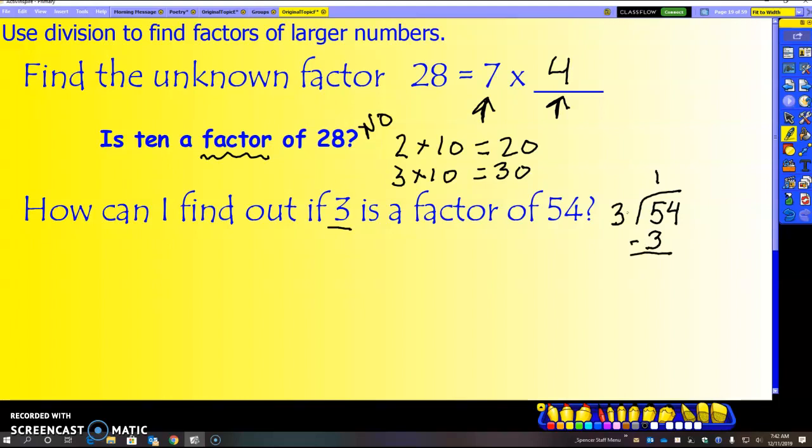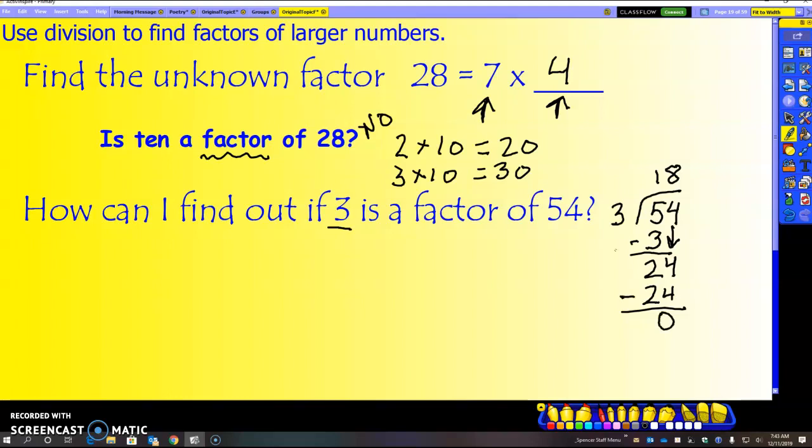3 times 1 gets me 3. When I subtract, I've got 2 left over. When I bring down, rename, I have 24 ones. 3 goes into 24 8 times. 8 times 3 gets me 24, so I have a remainder of 0.